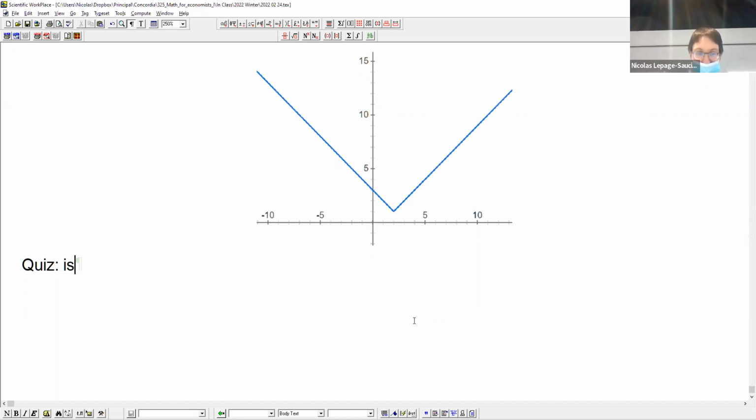Is f of x equals 1 over x differentiable at x equals 0?